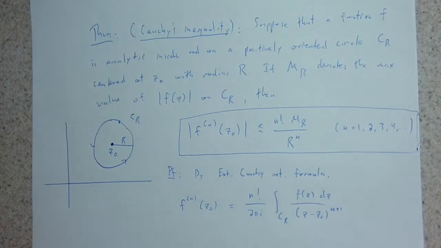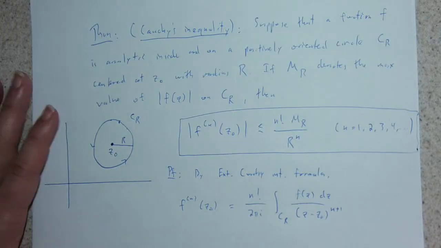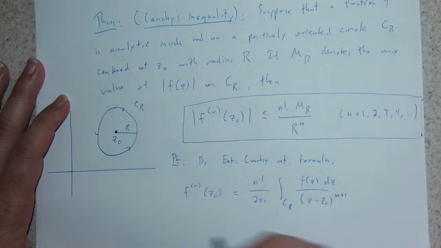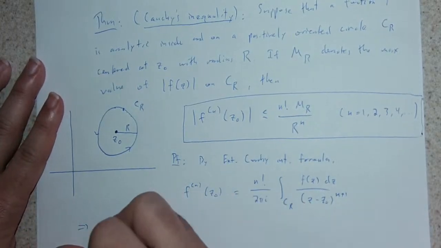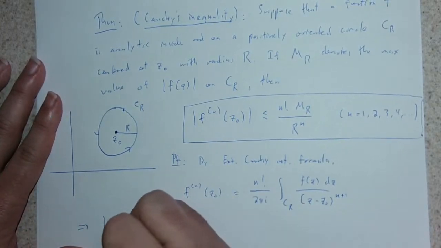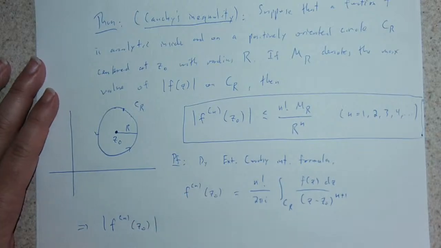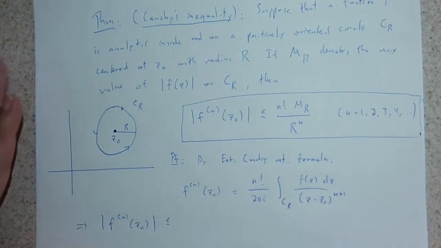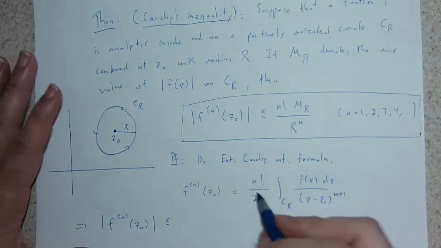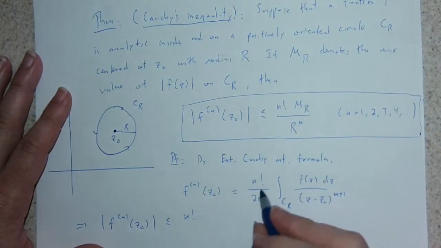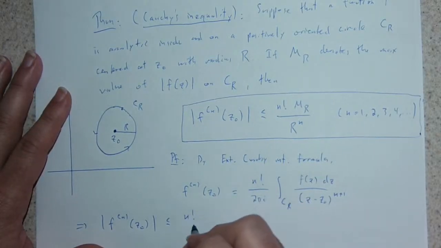And so, what does this tell me? Well, if I slap bounds on this, I get the modulus of the nth derivative at z naught has to be less than or equal to n factorial over, I'm taking the modulus of everything, modulus of i is 1.